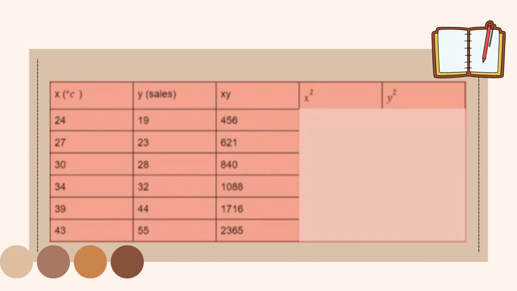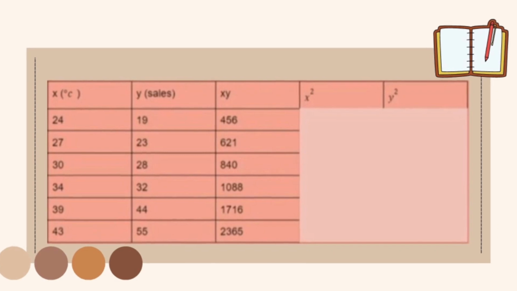39 times 44 is equal to 1,716. And last, 43 times 55 is equal to 2,365. Para naman makuha ang x squared, kailangan ipag-multiply ang independent variable sa kanyang sarili. So, 24 times 24, 27 times 27, 30 times 30, 34 times 34, 39 times 39, and 43 times 43.